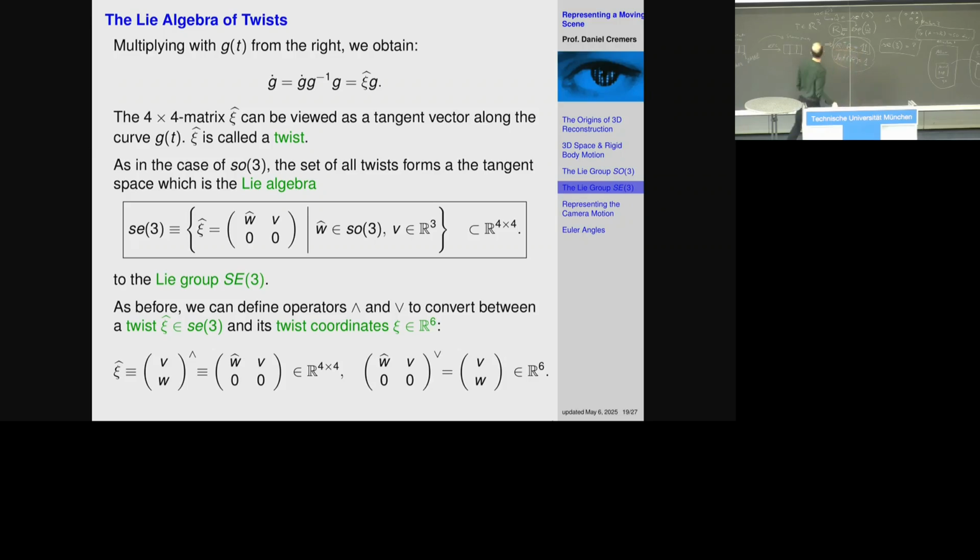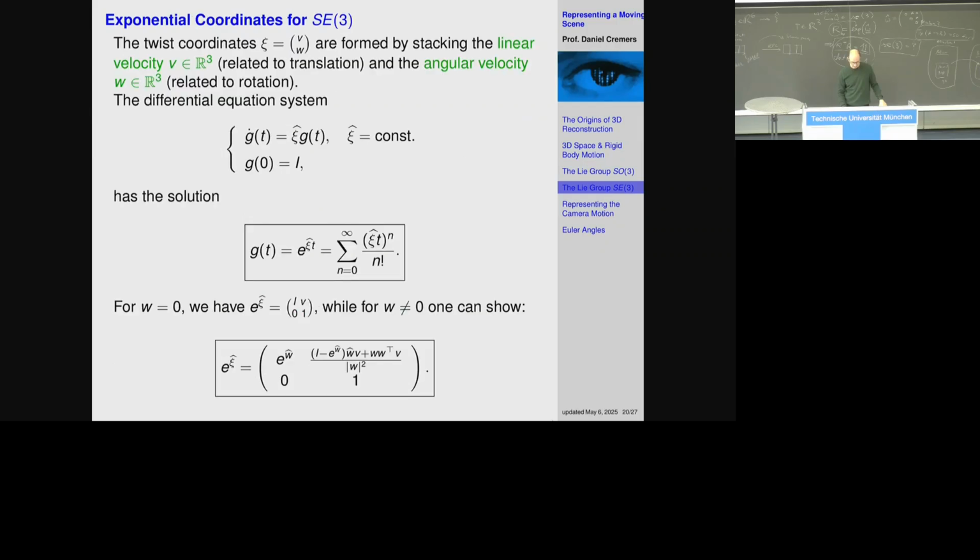And here we can do the same. We can take a vector xi in R6. This is our 6 degrees of freedom. Then we can convert that into this twist xi hat, like we see here. And now the question is, how do we get the rigid body motion G out of it? And you won't be surprised, along the same lines, we take the differential equation and we solve it. And this is shown here.